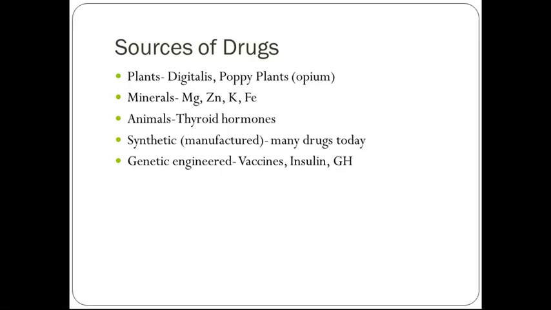Number 5 is genetic engineered. Our vaccines, insulins, and growth hormones are all classified under the genetic engineered classification. These drugs are created in a lab, and then they're produced in mass quantities, and then they reach the market.